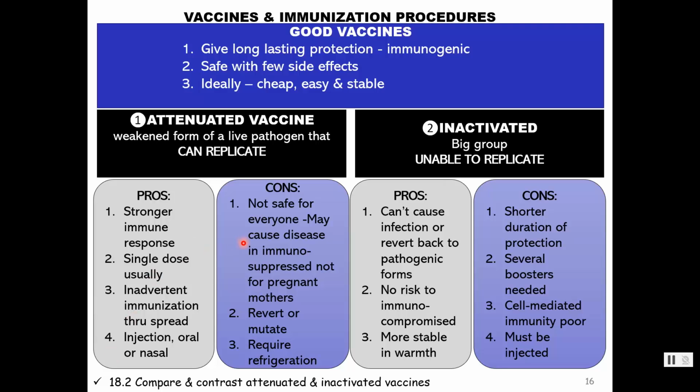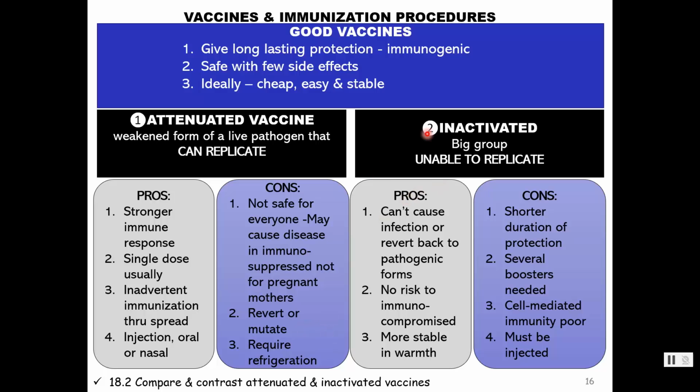The downside to an attenuated vaccine is it's not safe for everyone, since this is a living form of a pathogen that can replicate. Pregnant women shouldn't get it, and very small infants shouldn't get it. It may also cause disease in immunosuppressed people. So, like I said, it's not for everyone. The other downside is it can revert or mutate back into a pathogenic strain. Usually, too, these require refrigeration.